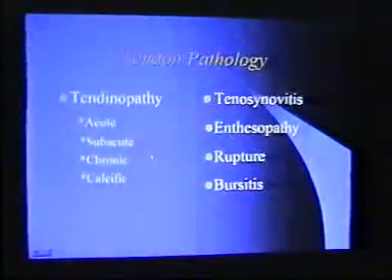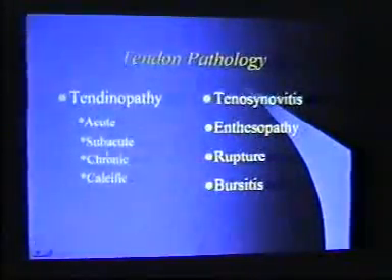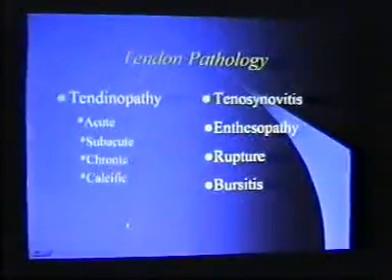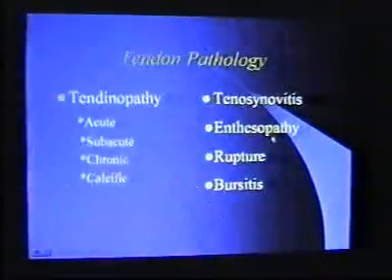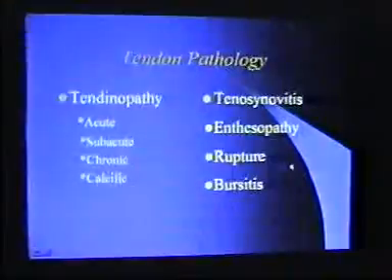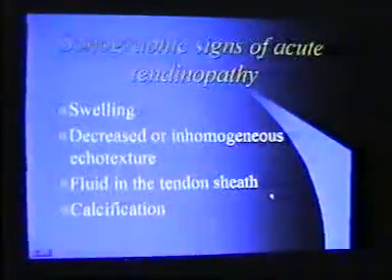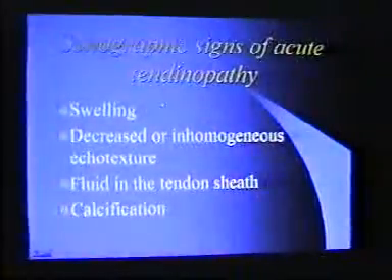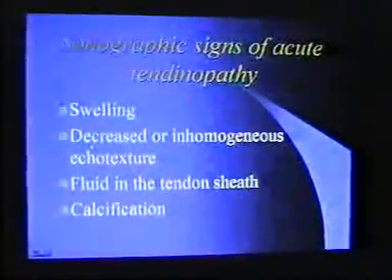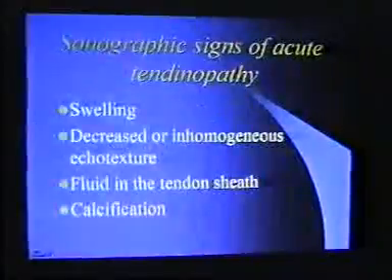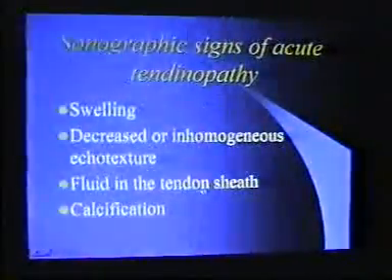The tendon pathologies include tendinopathy, which can be acute, subacute, chronic, or calcific. We can have tenosynovitis, enthesopathy, rupture, and bursitis. The sonographic signs of acute tendinopathy include swelling, decrease or inhomogeneous echo texture, fluid in the tendon sheath, and calcification.